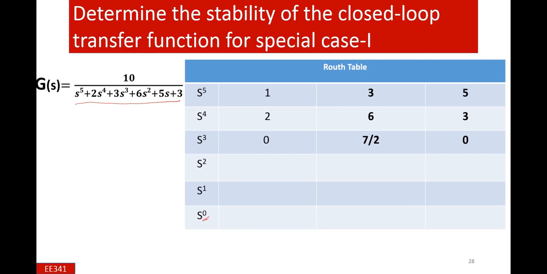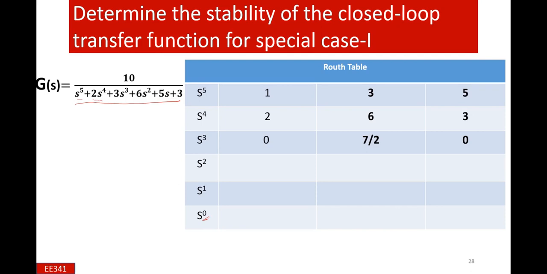The first 2 rows are filled by using the coefficients of the characteristic equation, which are real values. So the first row is filled by the first coefficient, which is 1, and skipping the next element.